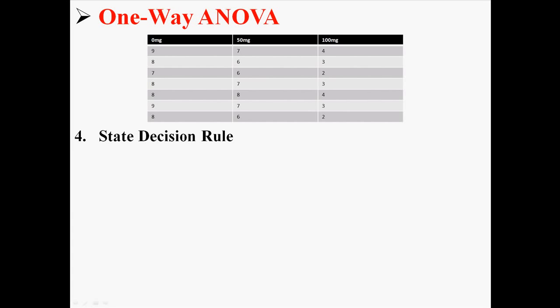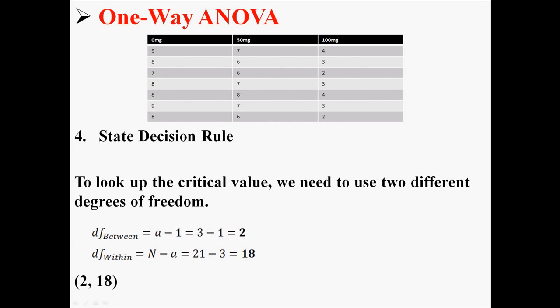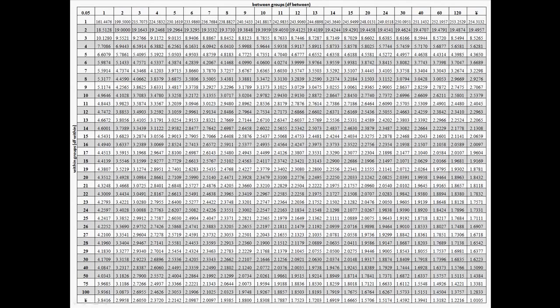Next, we will state our decision rule. To look up the critical value we need to use 2 different degrees of freedom. We're going to use degrees of freedom between and degrees of freedom within. We're going to use 2 and 18. Now we're going to use this F table, which looks very complicated. Hopefully you're watching this in high definition so you can actually read what these numbers are. This is the smallest F table I could get into this lecture. But this is the F table.